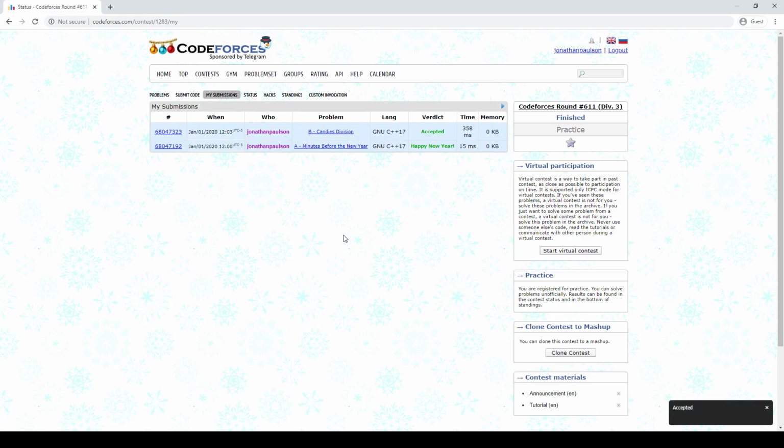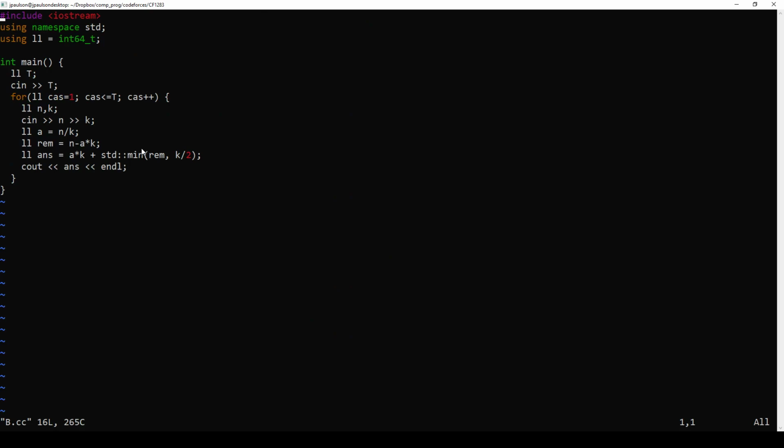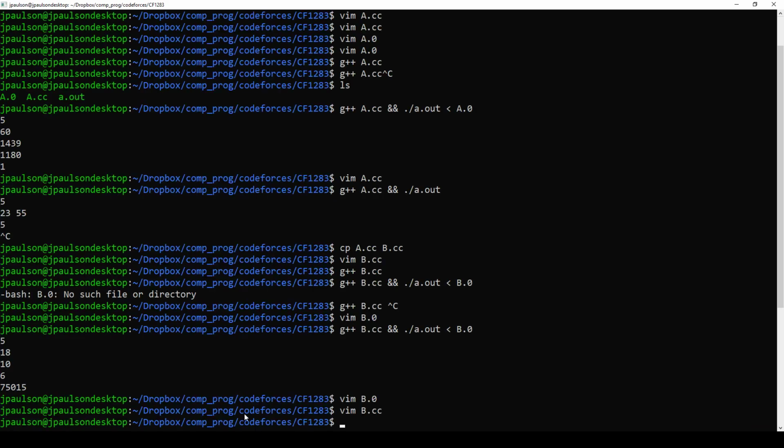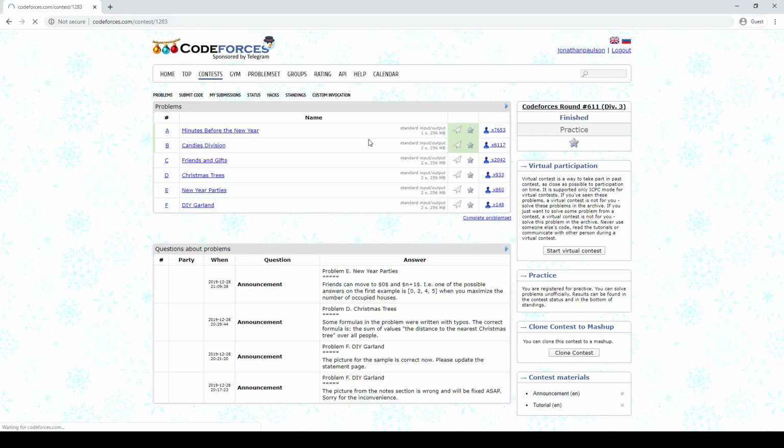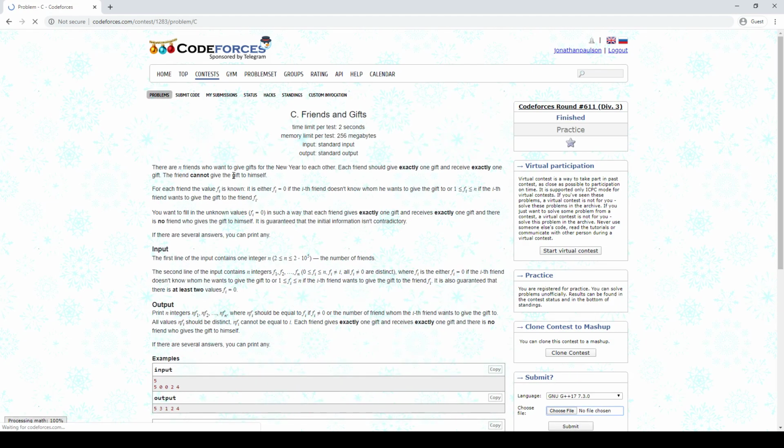Cool, so that one's also correct. Yeah, so it was pretty much what I said. We figure out how many candies you can hand to everyone, and then we can hand out the rest, the minimum of how many candies you have left and half the kids. Okay, so problem 3.